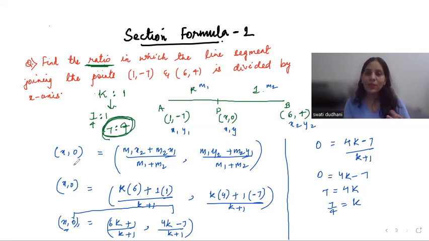Whenever you need to find the ratio, you will always assume it to be k is to 1, and then do the question as it is. All right, I hope you have understood the solution.